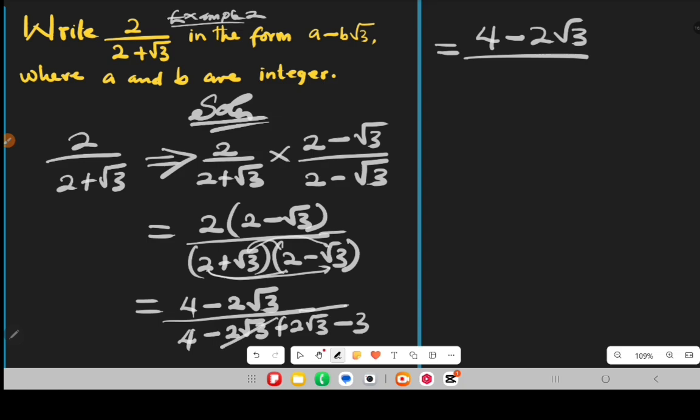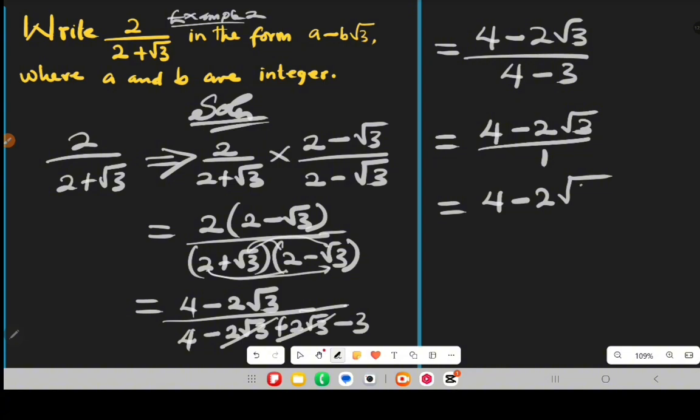We cancel minus 2 root 3 and plus 2 root 3, left with 4 minus 3. Then we have 4 minus 2 root 3 all over 1. Then our answer becomes 4 minus 2 root 3.